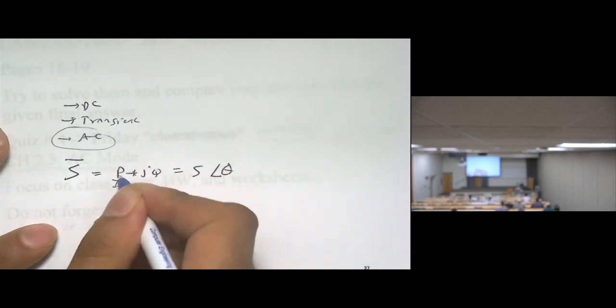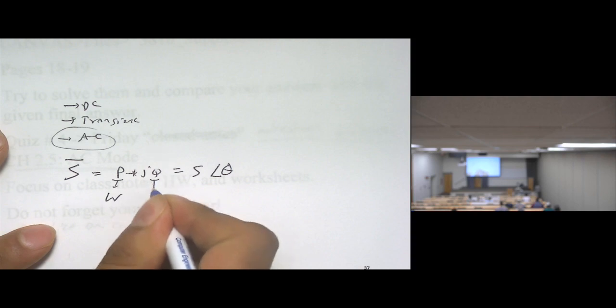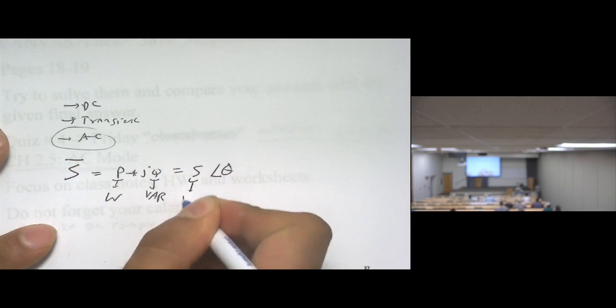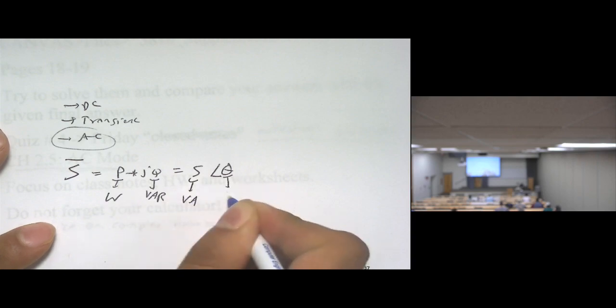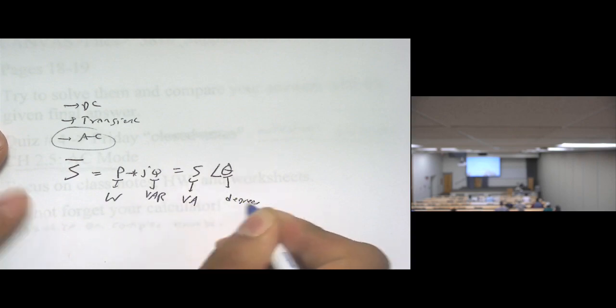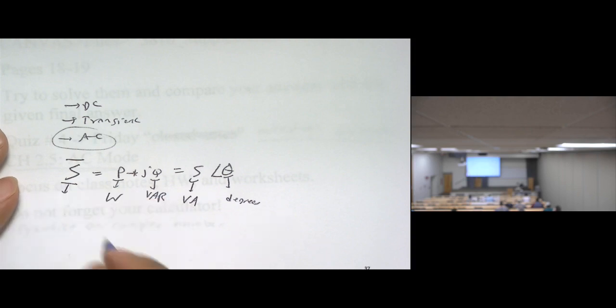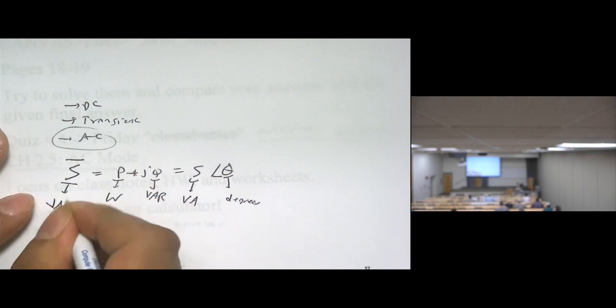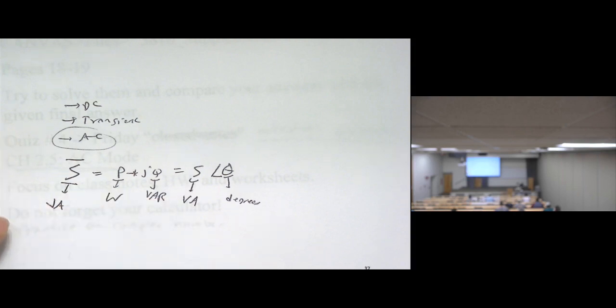The unit of P is watts, the unit of Q is var, and var means volt ampere reactive. The unit of S is volt ampere. The unit of theta is degrees. The unit of S bar is volt ampere. So you need to know all of these units associated with each element, and you need to know what I mean by S bar. What's the difference between S bar and S? What's the difference between P and Q?